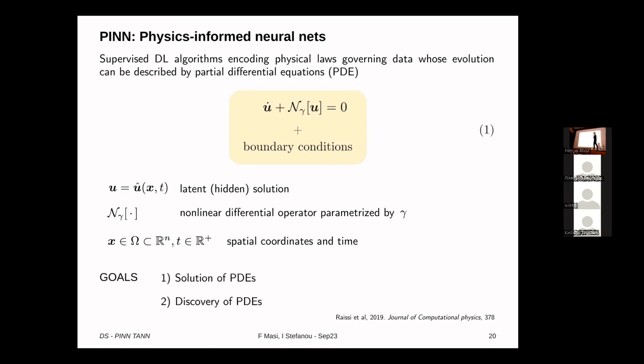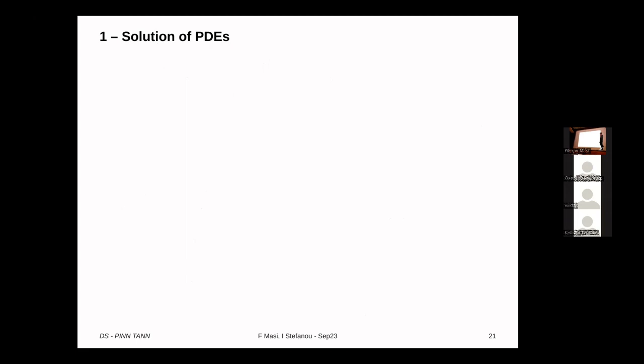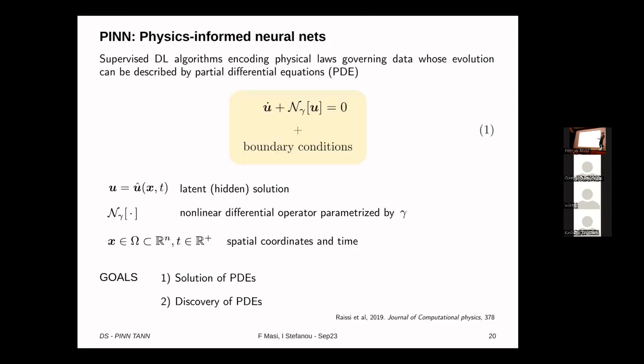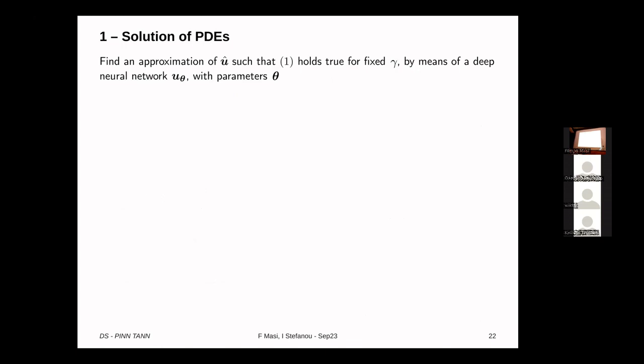So we can use physics-informed neural networks to address two goals. The first one is the solution of partial differential equations, and the second one is the discovery of partial differential equations. For the solution, we go back to the previous equation, equation one, where our nonlinear differential operator N gamma is such that gamma is fixed. So we know gamma, and we have our partial differential equation formulated in a generic form. What we do is train a neural network, u of theta, that approximates the u that we want to find and satisfies that partial differential equation with gamma fixed, so we don't have any parameter.